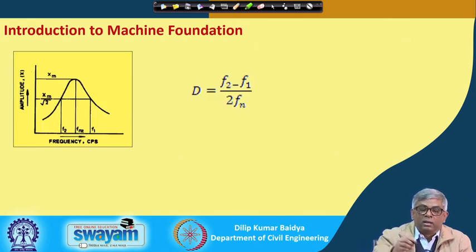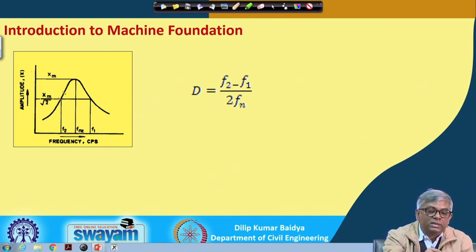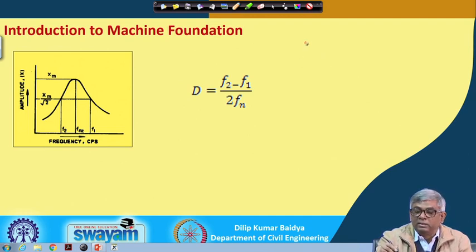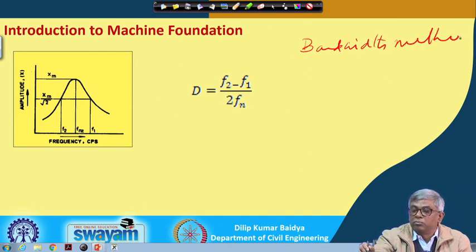And then for determining the damping, if this is the response curve as I have shown previously, similarly you may get a curve like this. So, that is called the bandwidth method to get the average damping.